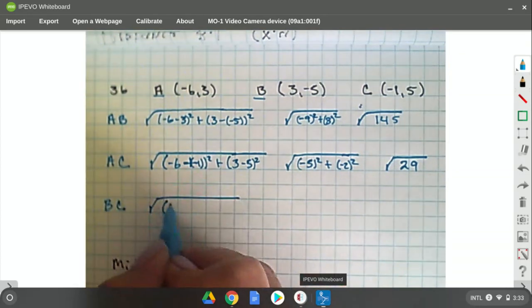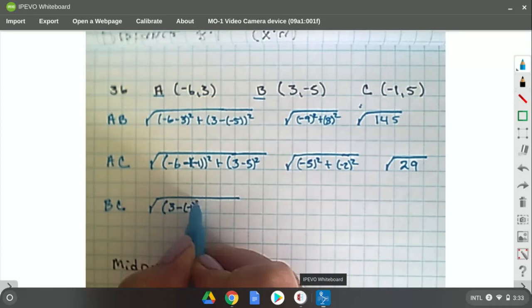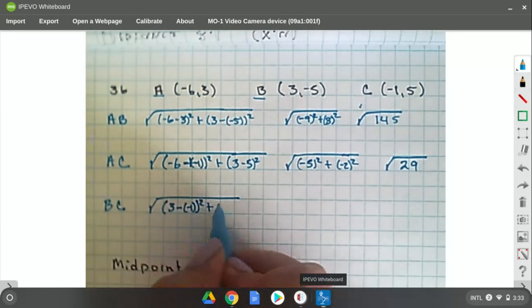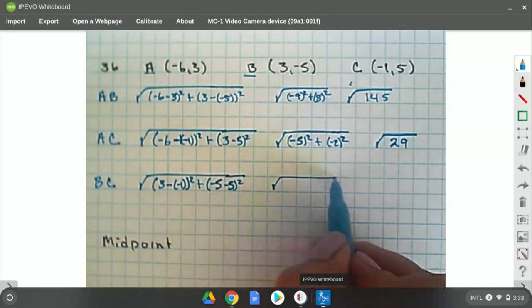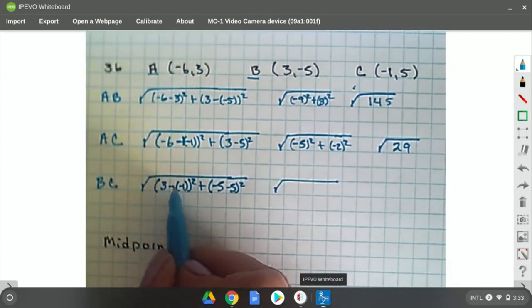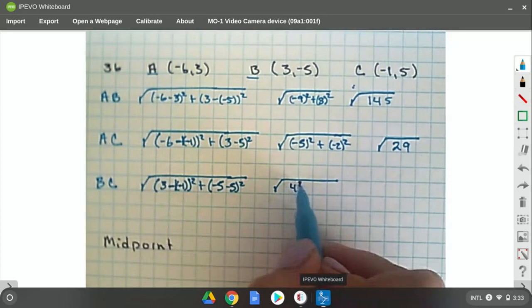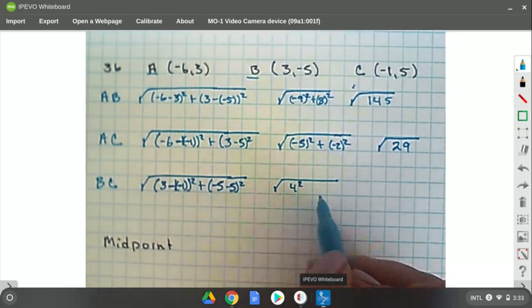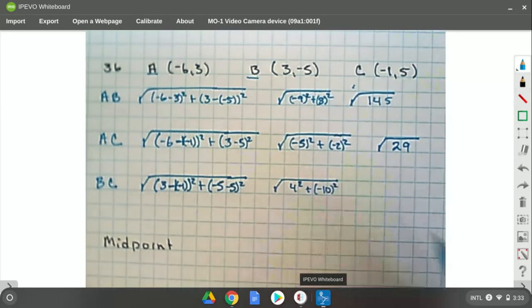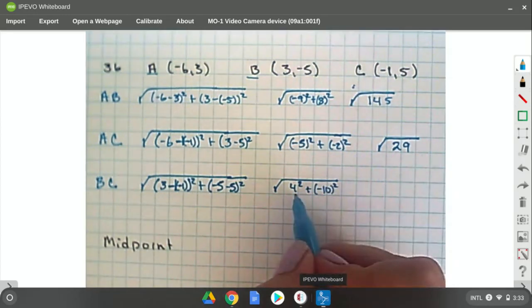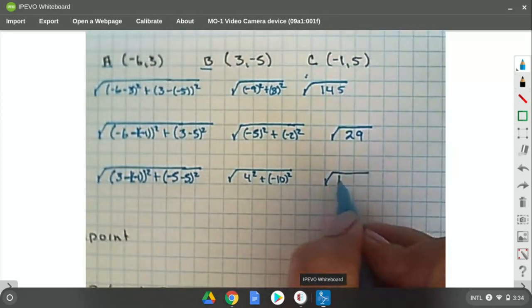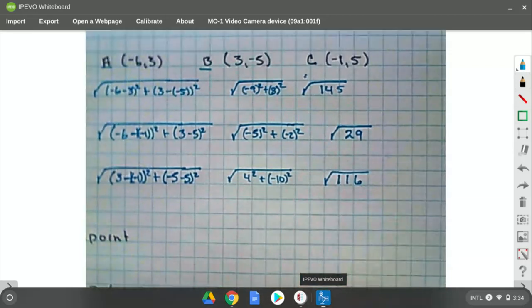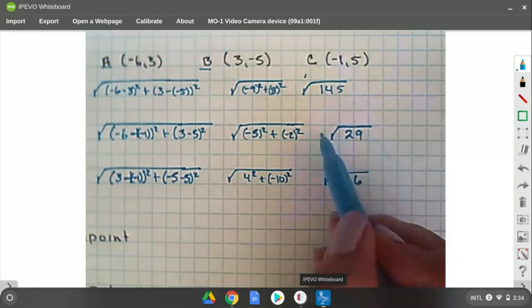So the square root of 3 minus negative 1 squared plus negative 5 minus 5 squared. All right, so that's going to give me a 4 squared, or 3 minus negative 1, and negative 5 minus 5, negative 10 squared. So 4 squared is 16, 10 squared is 100. So now I have the square root of 116.